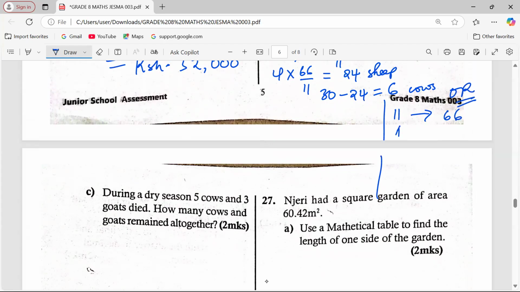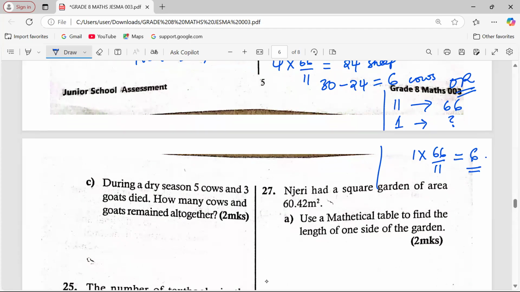Then we say 11 proportions are representing 66. What about the 1 proportion, which is now bringing the difference? So it will be 1 by 66 over 11, and this will give us 6 cows directly. So we can still work it that way. We can work it out in such a manner.